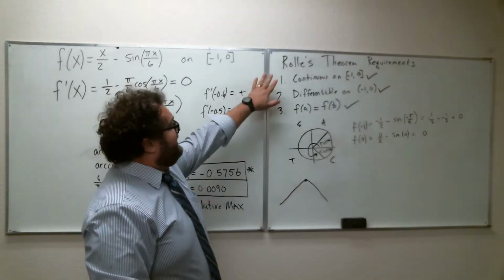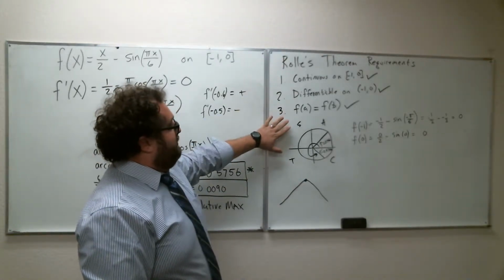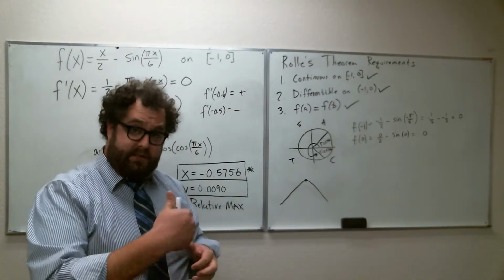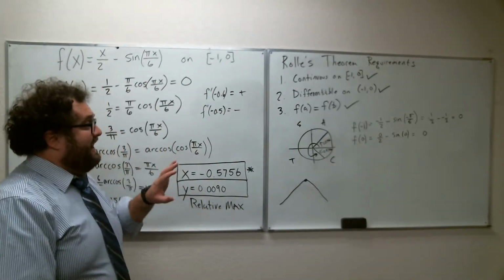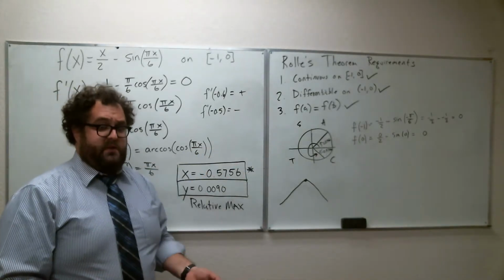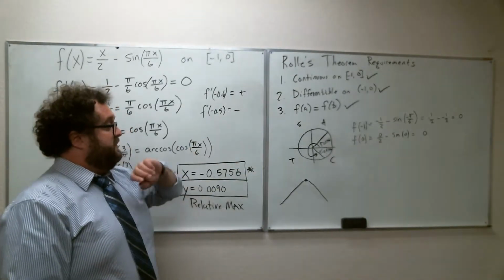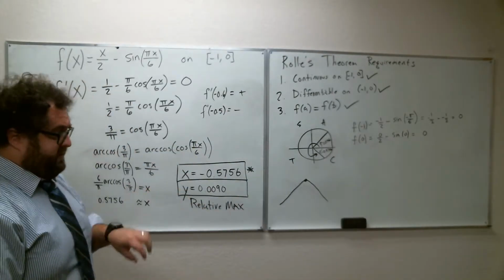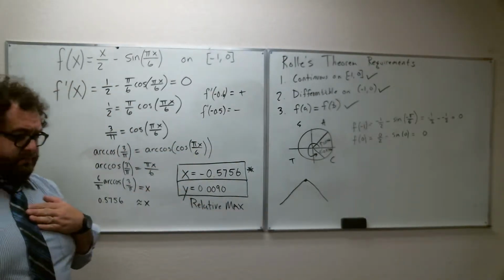So now that we have checked those three requirements, we know that Rolle's theorem is appropriate to use here. If we had not checked those three requirements, we would not be ready to use Rolle's theorem. We have to check them first, because if any one of those three requirements is not met, we cannot apply Rolle's theorem. Now, what does Rolle's theorem do?